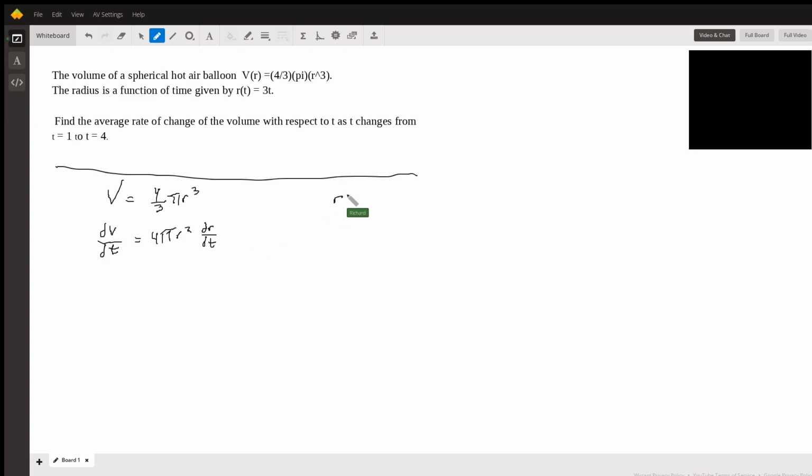Now we can see that R of t is 3t, so dr dt is 3. So this balloon is being inflated at a constant rate over time. So now we can just plug that in. And we're going to get 4 pi r squared times 3. So that's going to give us 12 pi r squared.